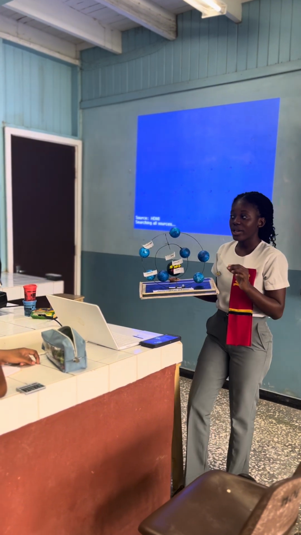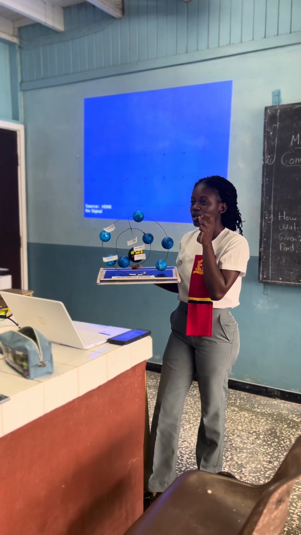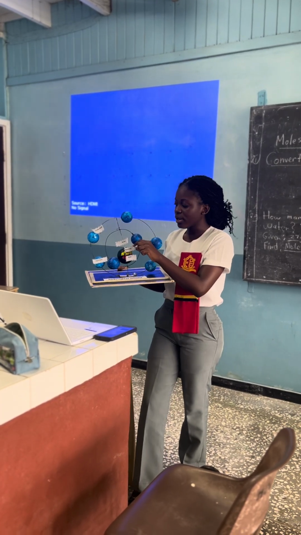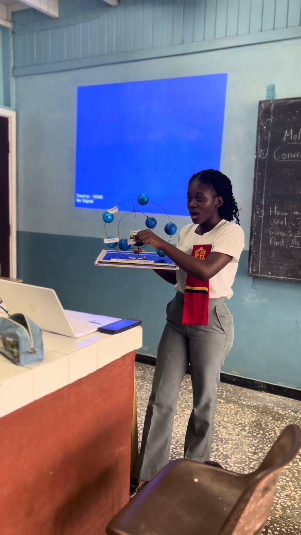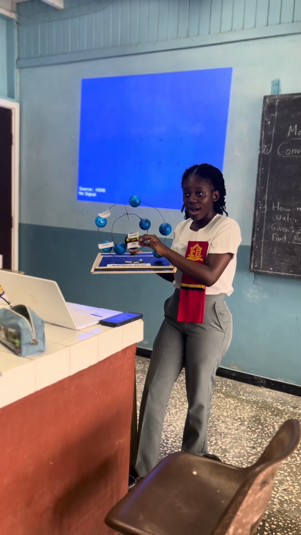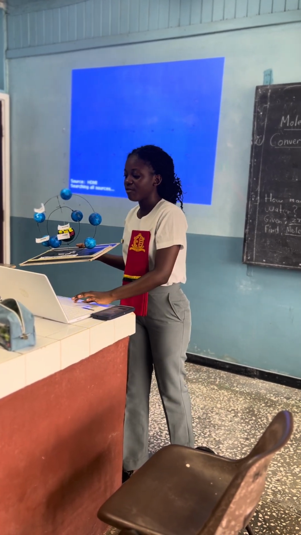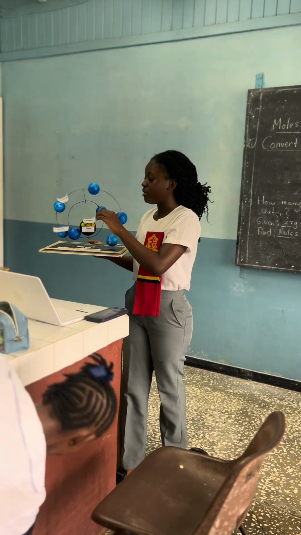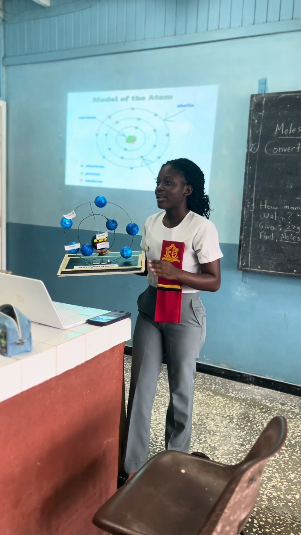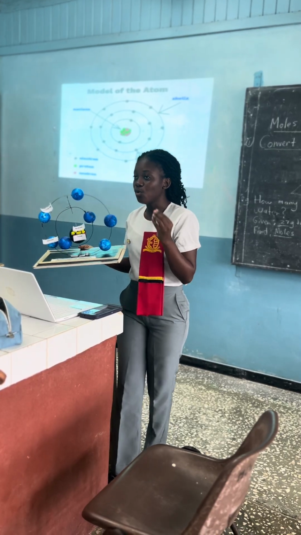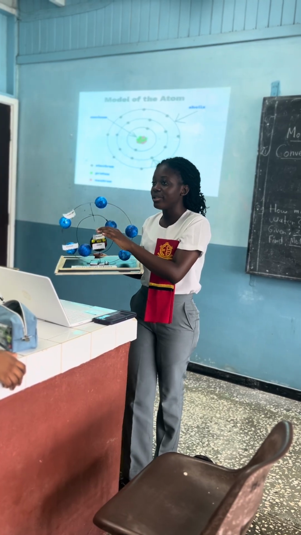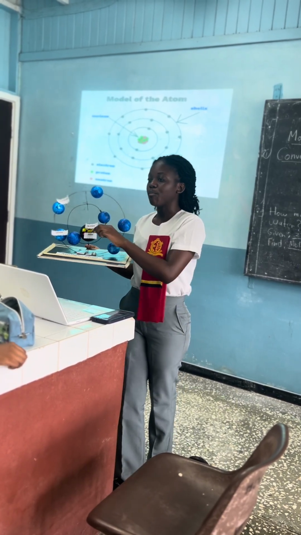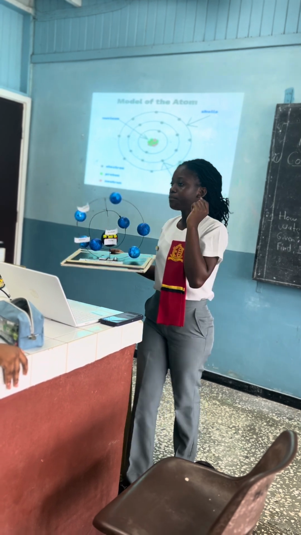Now the nucleus is always inside the center of an atom, and it is very condensed, meaning it's the most compact part of the atom. The nucleus is made up of protons and neutrons. Protons are particles that are positively charged, and neutrons are particles that have no charge, and they are the glue that holds the protons together inside of the nucleus. So neutron means no charge, and proton means pro, positively charged.